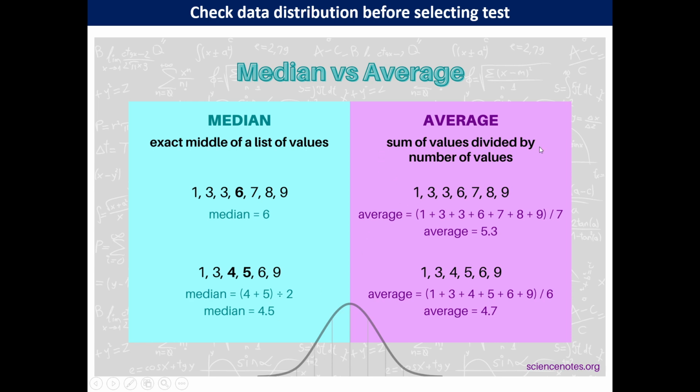In contrast, the average is the sum of values divided by the number of values. You can see we have a list of data, and the average is around 5.7, different from the median. And here the average is around 4.7. You can see the median in this list may be wider than in this list: 6 with 5.3, and 4.5 with 4.7. If the median is close to the average, you can draw the graph like a bell shape.